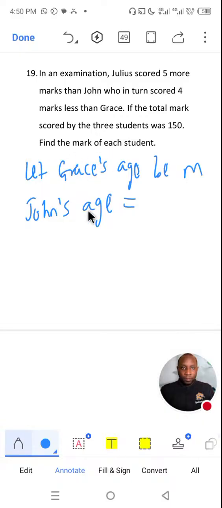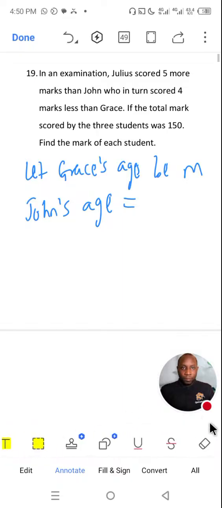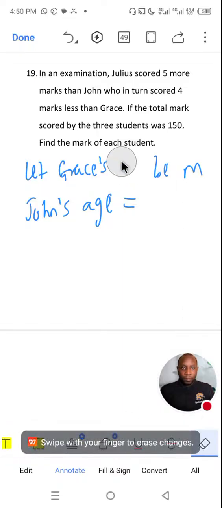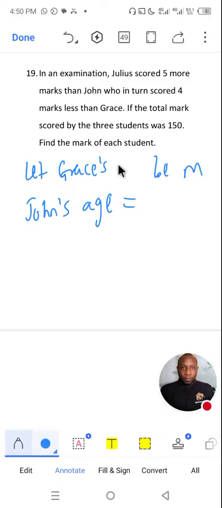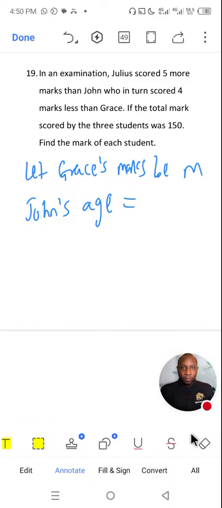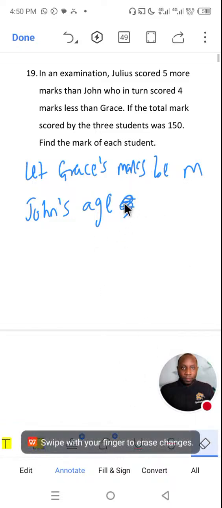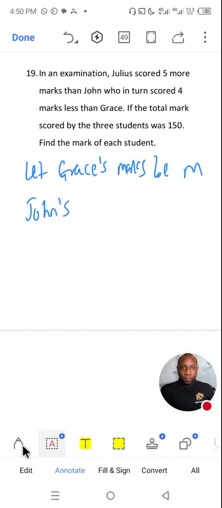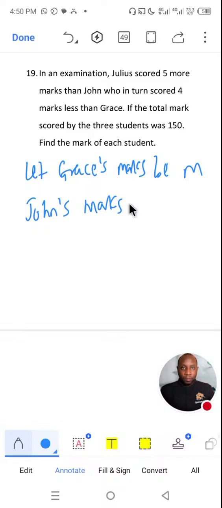Okay, they said John has 4 marks less. Did I use age? No. Sorry, not age. It's not age. So let Grace's marks be M. So John's marks is, who in turn scored 4 marks less than Grace. So that would be M minus 4, because they say 4 marks less than Grace.